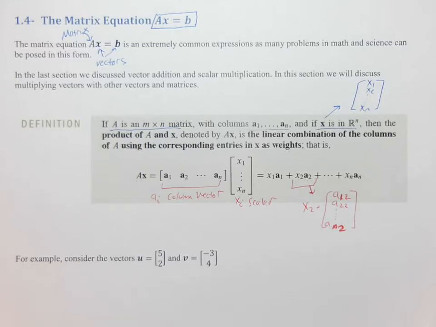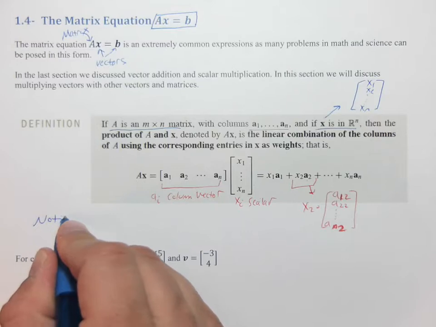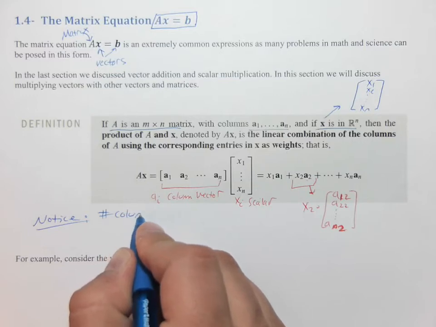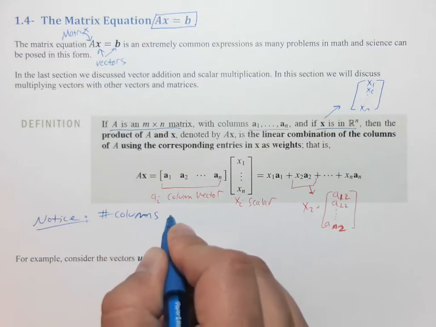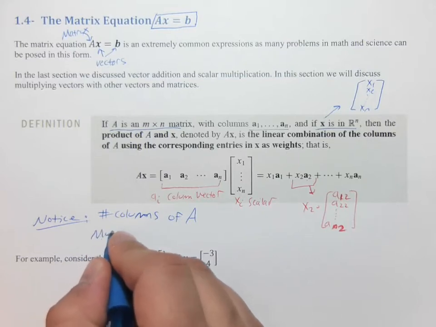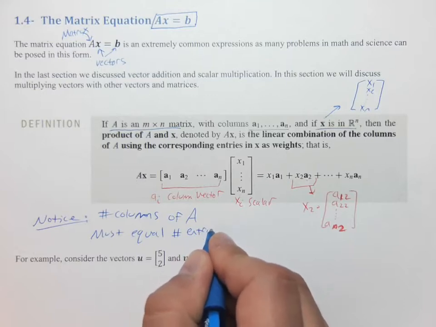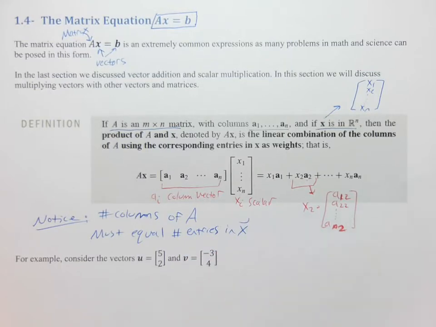Now, notice, in order for this to work, we have n columns in A, and there are n entries in the vector x. In other words, those two n's have to be the same number. In order for this to work in the first place, which is a very key thing in matrix multiplication, the number of columns of A has to match the number of entries in x. So the number of columns in the matrix has to equal the number of entries in the vector so that we can pair them up like this and add them together.